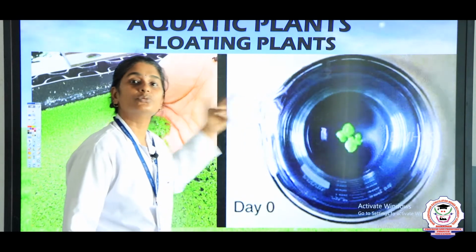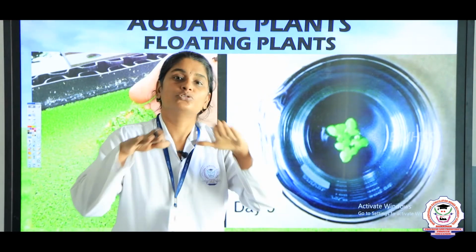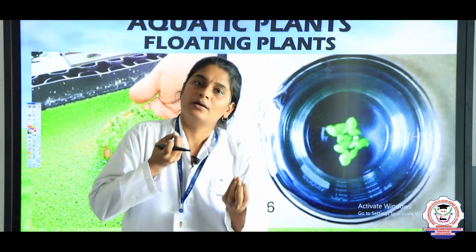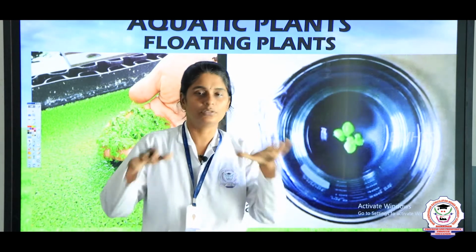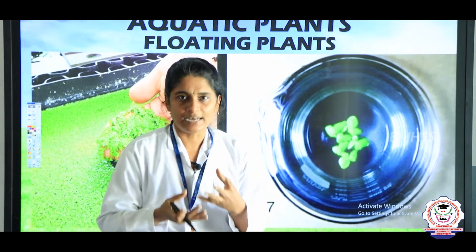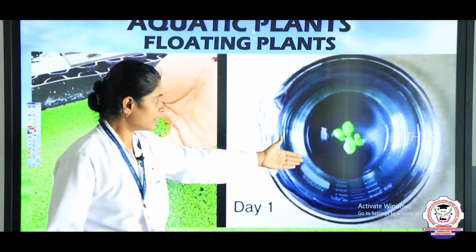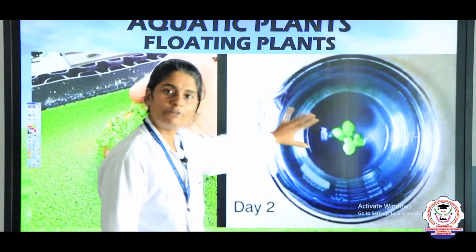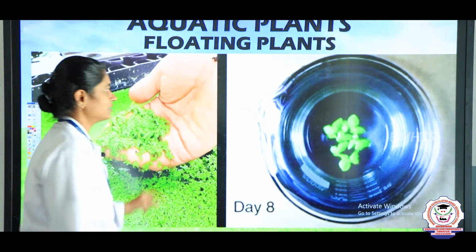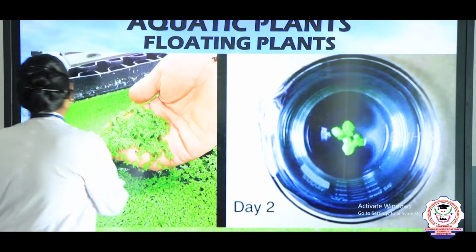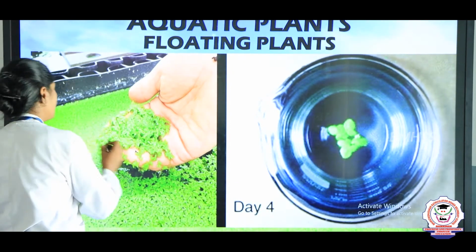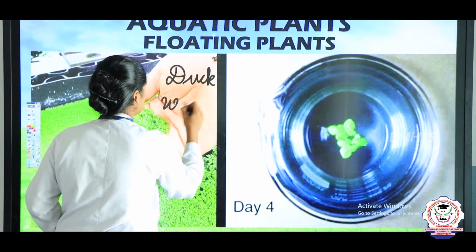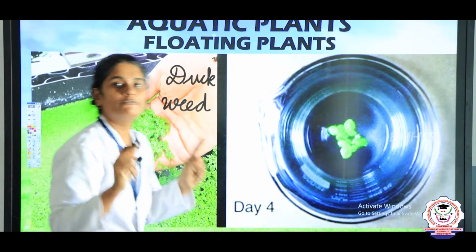Floating plants float on the water. They float freely on the water and are very light weighted plants, that is why they float freely. The leaves will be very light, and thereby we can see here the plants float on the water. So, that is an example of a floating plant. What is this plant? This plant is duckweed. Duckweed is an example of a floating plant.